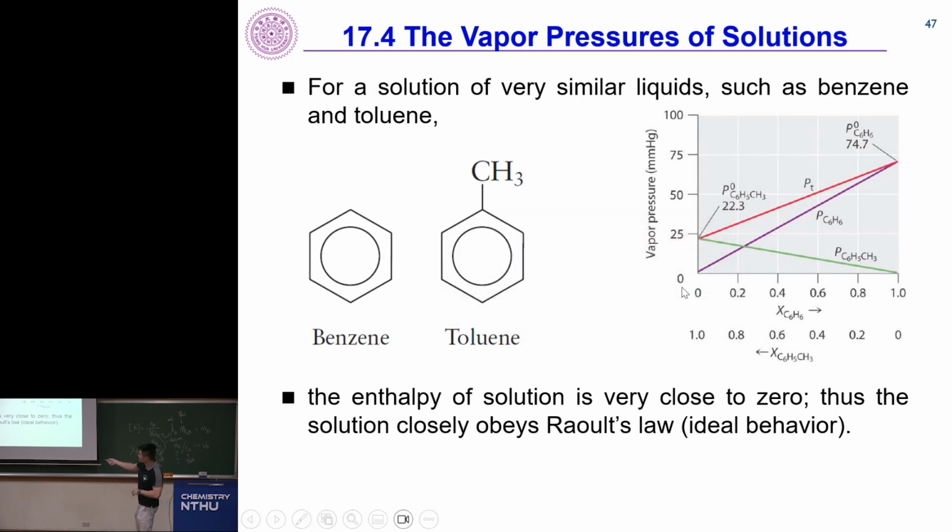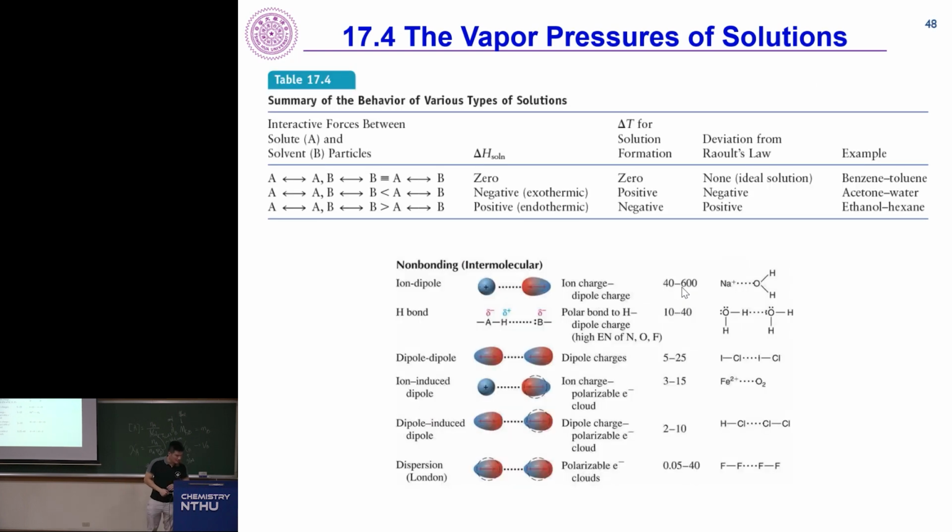The enthalpy of solution is very close to 0. Then the solution will obey Raoult's law. That is, you have ideal behavior. As you can see, this is a mole fraction of 100% toluene, 100% benzene, and the measured values are almost the same as ideal. Okay, so lastly, we can then summarize.